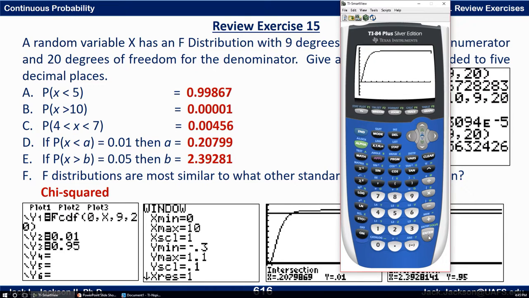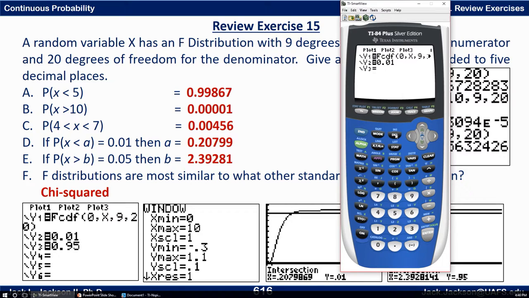Hit enter, and we get a value of y equals 0.01 and x of, if I've got my answer right, it should be about 0.20799. Okay, which is what that is there. By the way, if we quit and just hit X, there it is again.